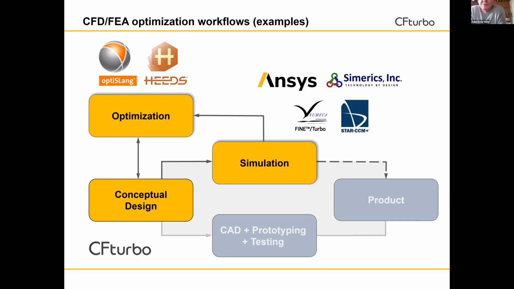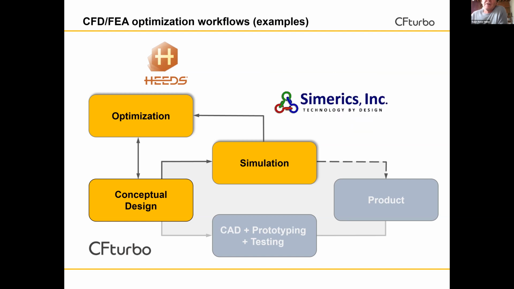So this is what we talked about, simulation of a single design point. Very often it's not enough. We want to also optimize our models. And for this, we have set up an optimization workflow combining CFturbo with Simerics and Heats. Heats is a commercial optimizing tool, well known, and also very user-friendly. And we applied this model for Simerics and Heats.